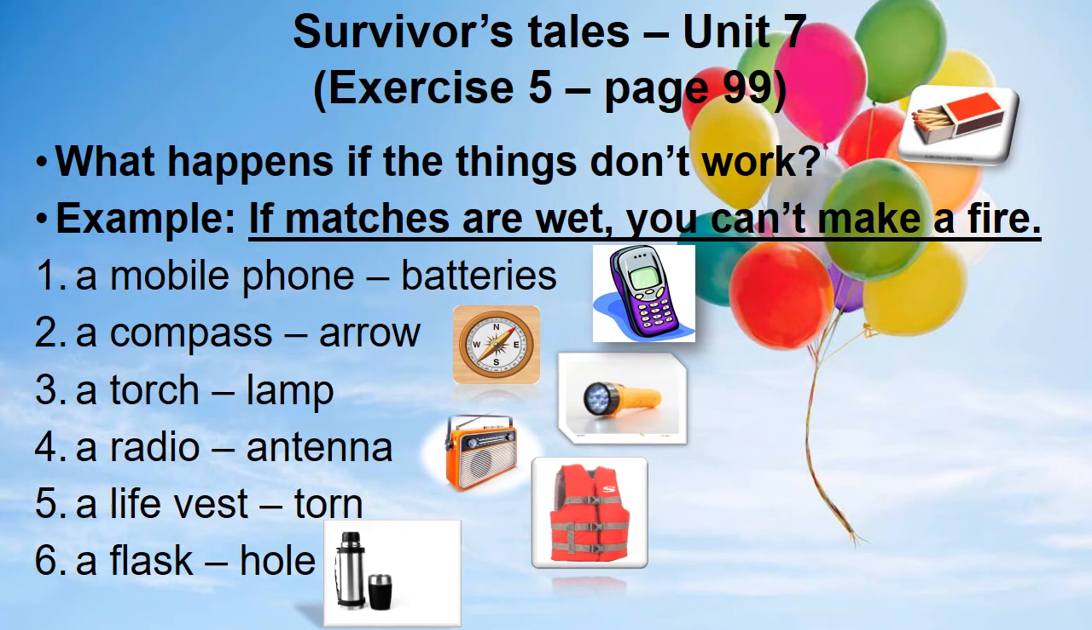Survivor's Tales Unit 7, Exercise number 5 on page 99. What happens if the things don't work? For example, if matches are wet, you can't make a fire. 1. A mobile phone battery. 2. A compass arrow. 3. A torch lamp. 4. A radio antenna. 5. A life vest torn. 6. A flask hole.